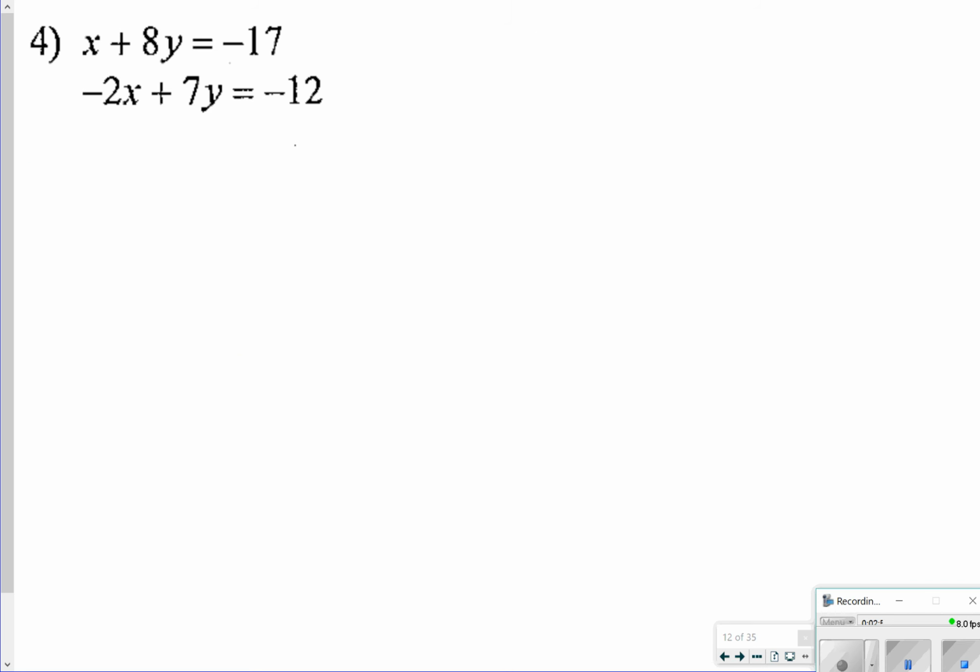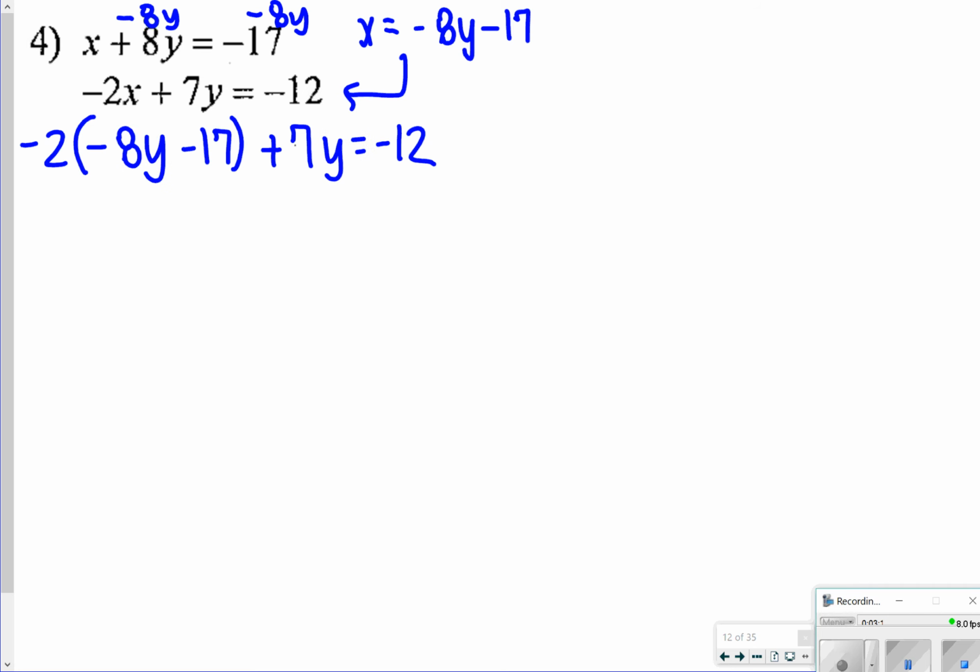In number 4, it would be easiest to solve for x here. So I'm going to subtract 8y from both sides. So x is equal to negative 8y minus 17. Then I can go ahead and plug in that x into my second equation. So here it is where my x is plugged in.